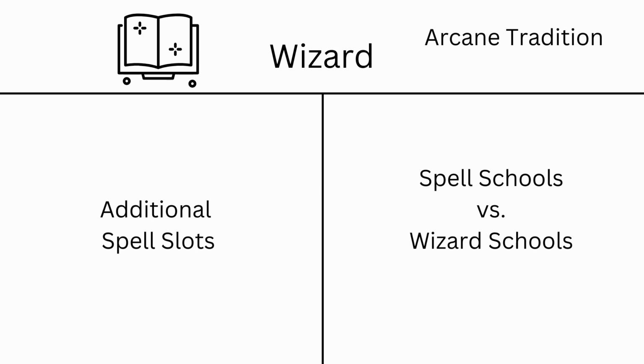The Wizard is a full spellcaster that uses the Arcane Tradition. They must prepare their spells. They get more spell slots than most other casters, and essentially more than any other prepared caster. They specialize their magic by picking a wizard school. Rather than the different spell schools in D&D, like evocation or enchantment, these are more like themes.